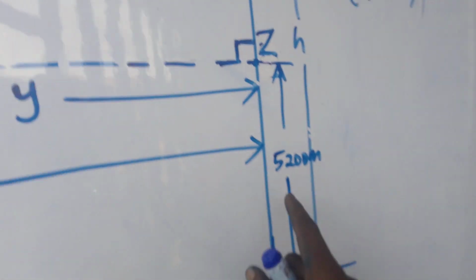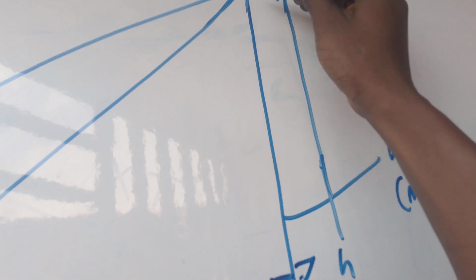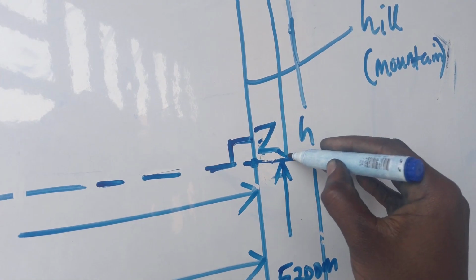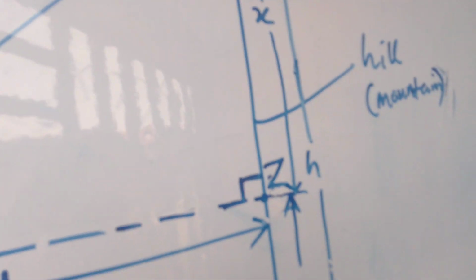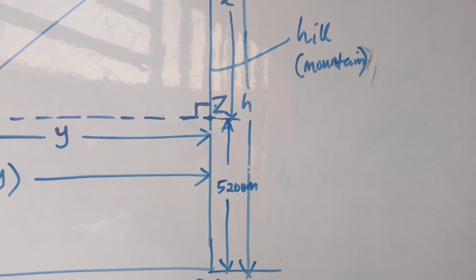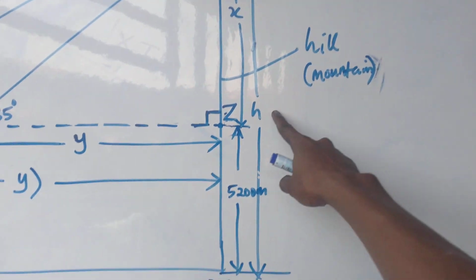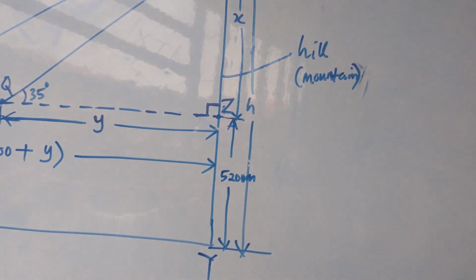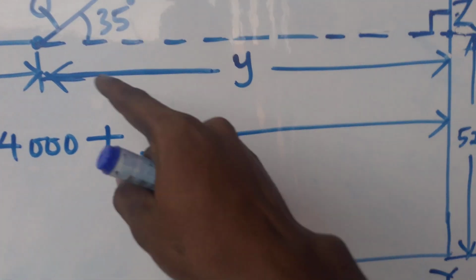So if this is 5,200, I can then imply that the distance from here to here is x. If that is x, that means the height, which is this small h, will be equal to 5,200 plus x. Okay, that's it by the way. Now I can then cut out this section.